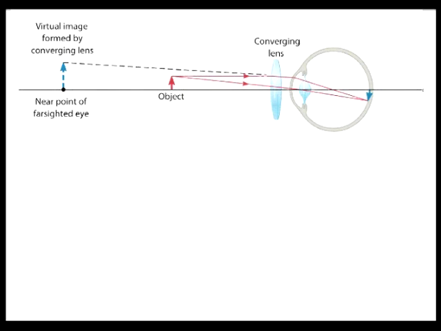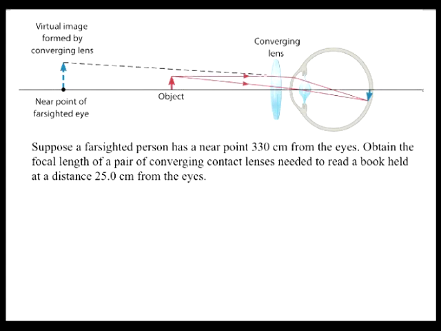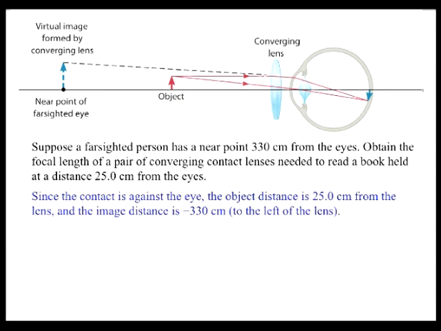Consider the following example that illustrates how the focal length of a converging lens is determined to correct for farsightedness. Suppose a farsighted person has a near point of 330 centimeters from the eyes. Obtain the focal lengths of a pair of converging contact lenses needed to read a book held at a distance of 25 centimeters from the eyes and contacts. Since the contact is against the eye, the object distance is 25.0 centimeters from the lens, and the image distance is negative 330 centimeters to the left of the lens.